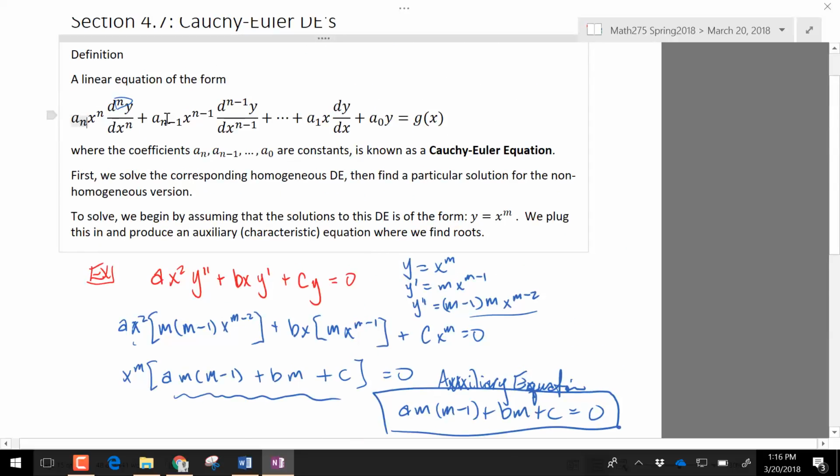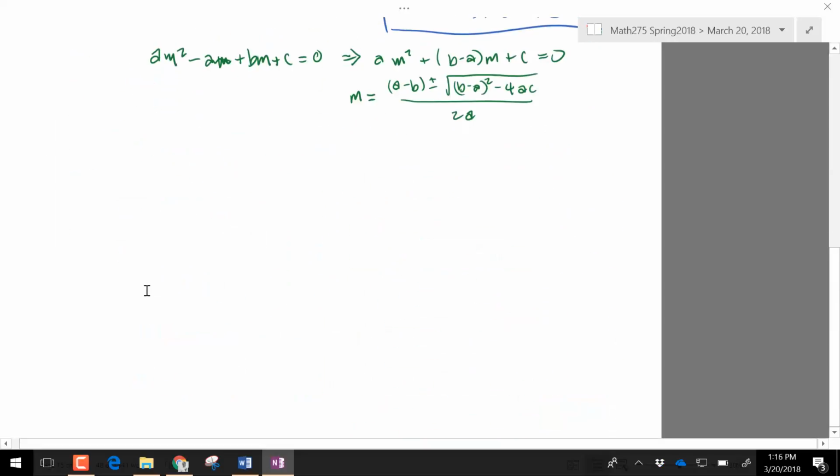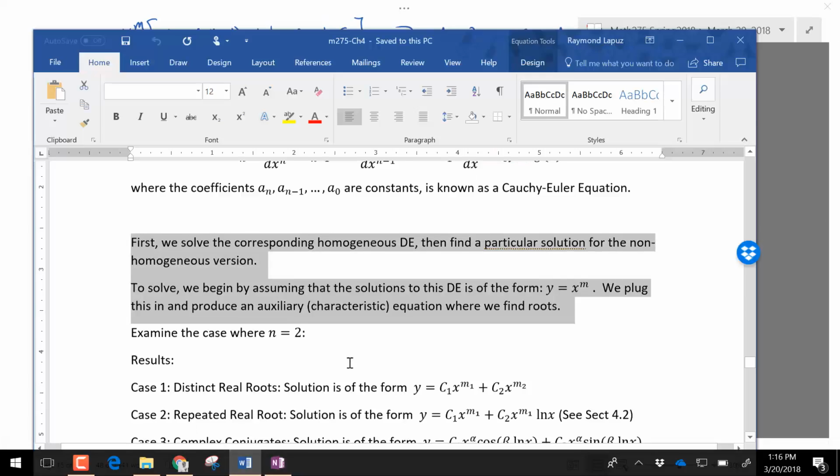So when your equation looks like this, it has an x to some power that matches the order of whatever it's being multiplied by. Well, let me just give you the results.